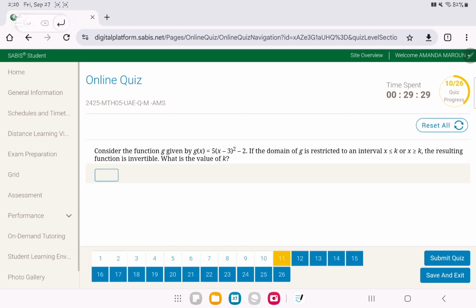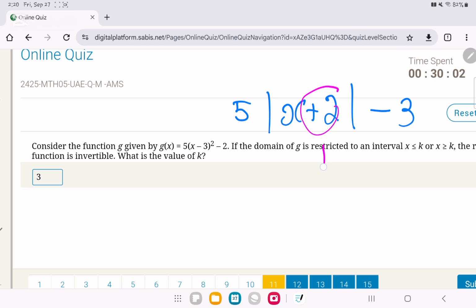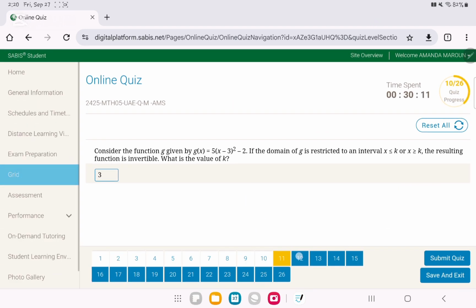Question number 11. Okay, this came many times before. Very simply, if we ever have squared or absolute value, this is what we do. We take the number next to the x or behind the x, in this case it's minus 3, and we take the opposite, so 3. For example, if they gave us 5 absolute value of (x plus 2) minus 3, we take plus 2 and choose the opposite, which is minus 2. So now our answer is minus 2. But here, the answer is 3.